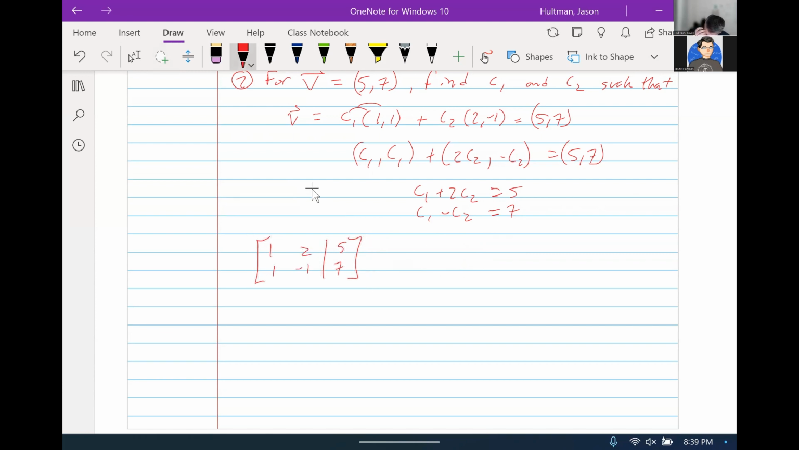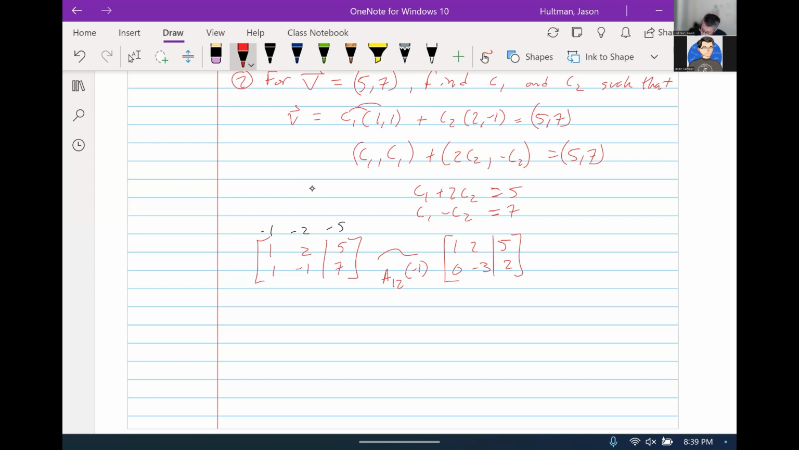I'd like to get the bottom row to be 0. So I'm going to multiply negative 1 times the top row and add that to the bottom row. So let's do that. Negative 1 times the top row looks like so. Now let's add that to the bottom row, keeping the top row the same. That's going to be 0, negative 3, and 2.